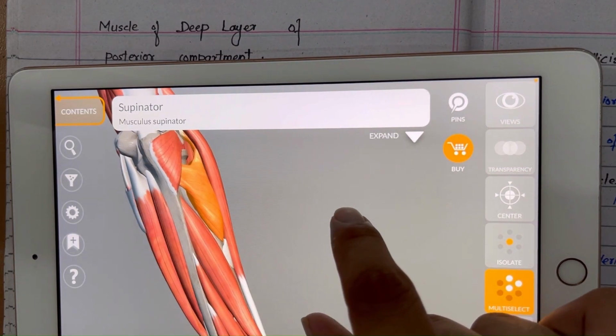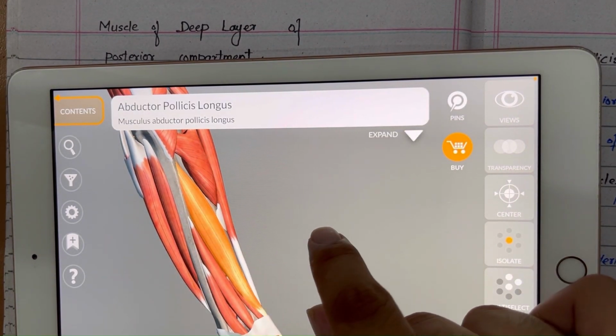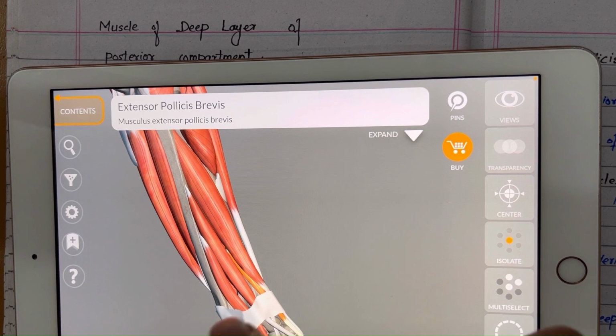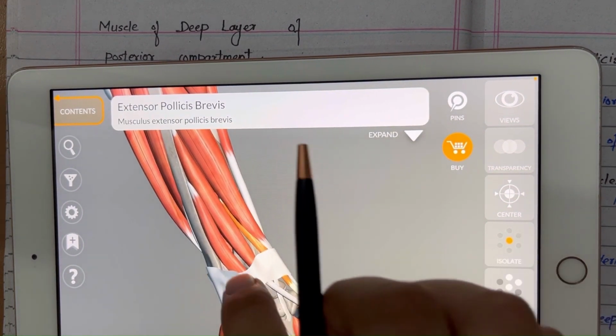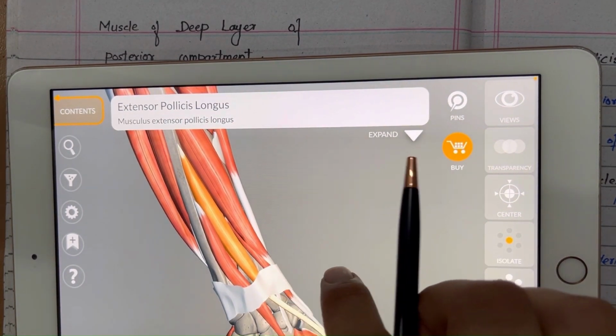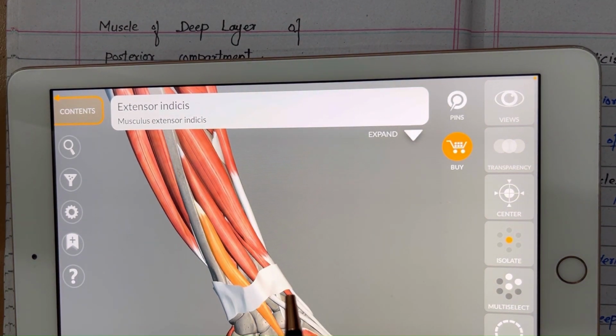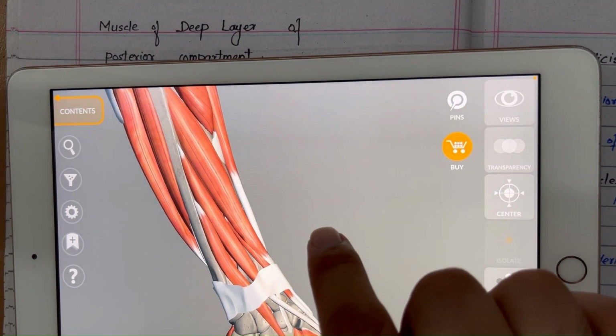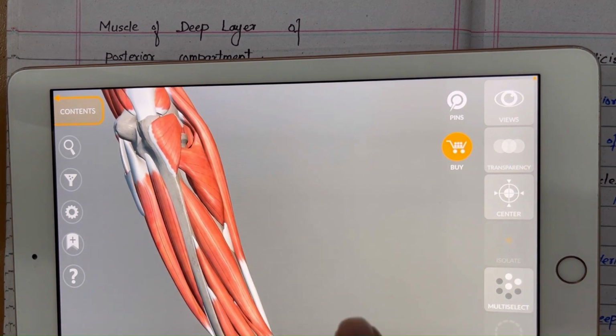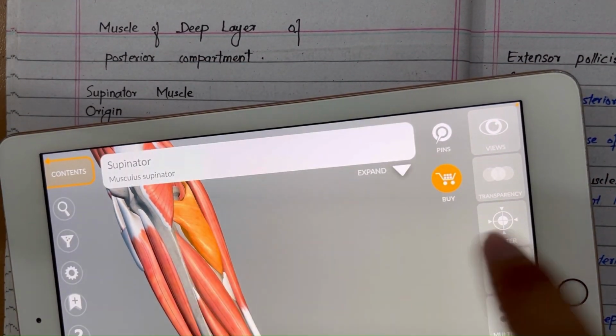This is the supinator muscle. This is the abductor pollicis longus. This is the extensor pollicis brevis muscle, and this is the extensor pollicis longus, and this is the extensor indicis muscle. So we will discuss each muscle in detail one by one. So first we will discuss the supinator muscle.